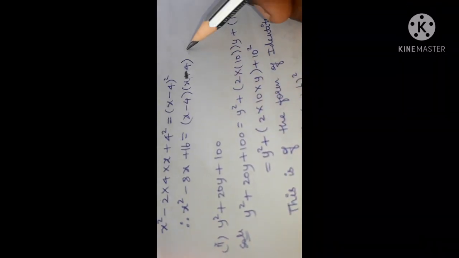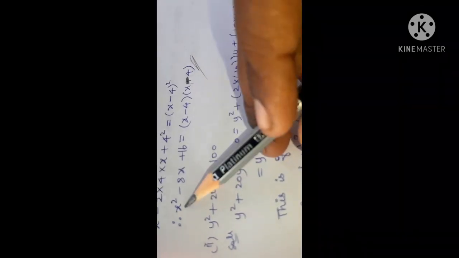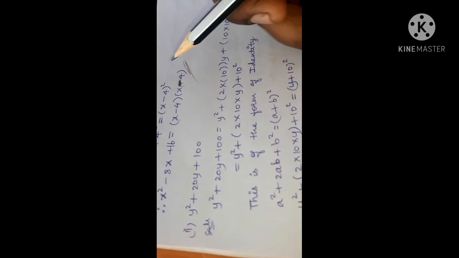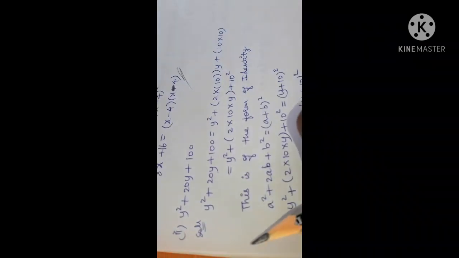We should give it in 2 terms. Try to give it always in 2 terms. Okay, so it is x square minus 8x plus 16 equal to x minus 4 into x minus 4. The second part is y square plus 20y plus 100.